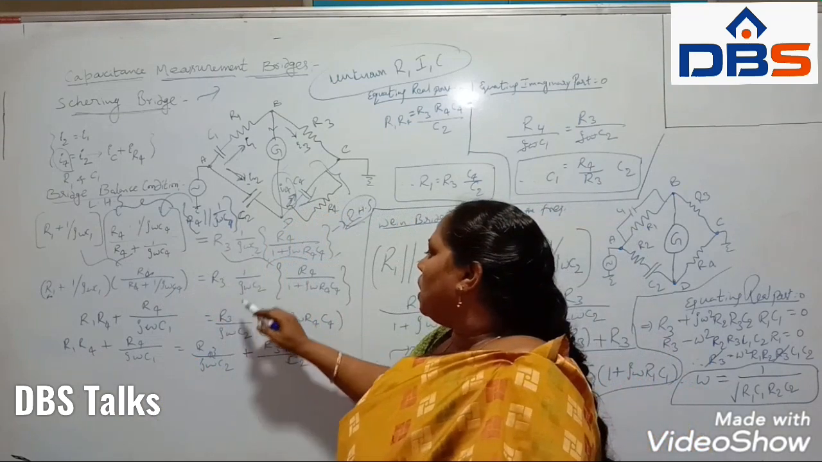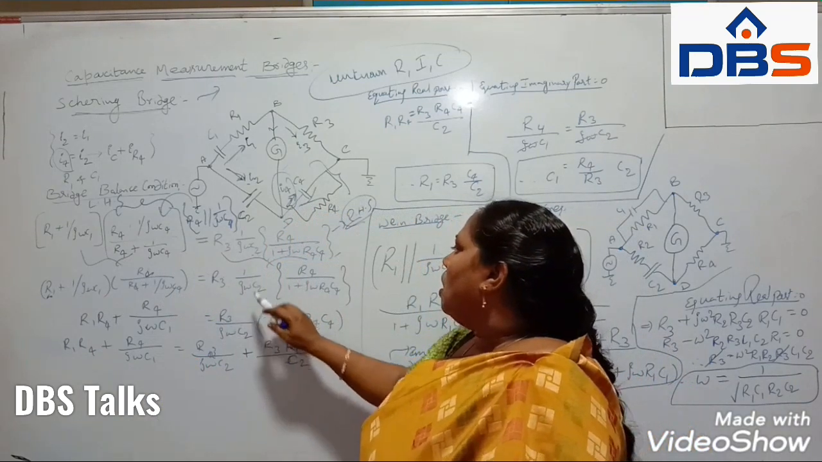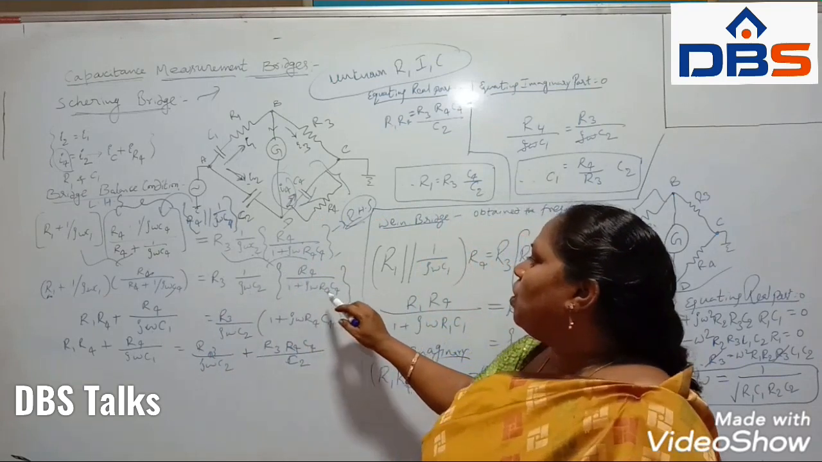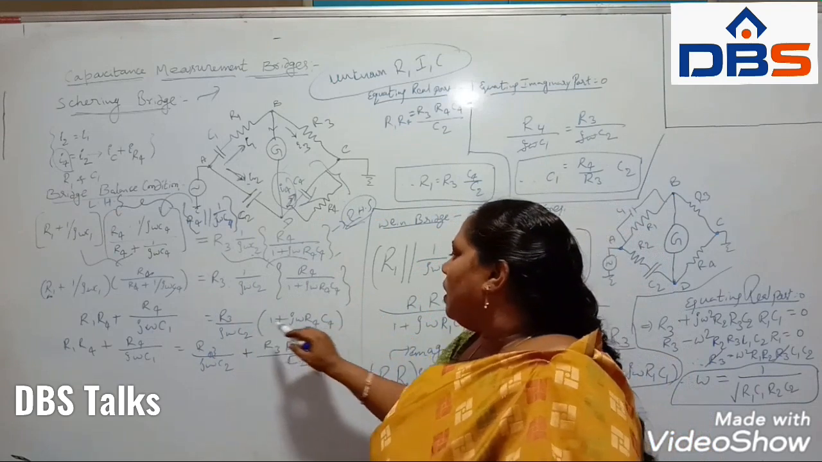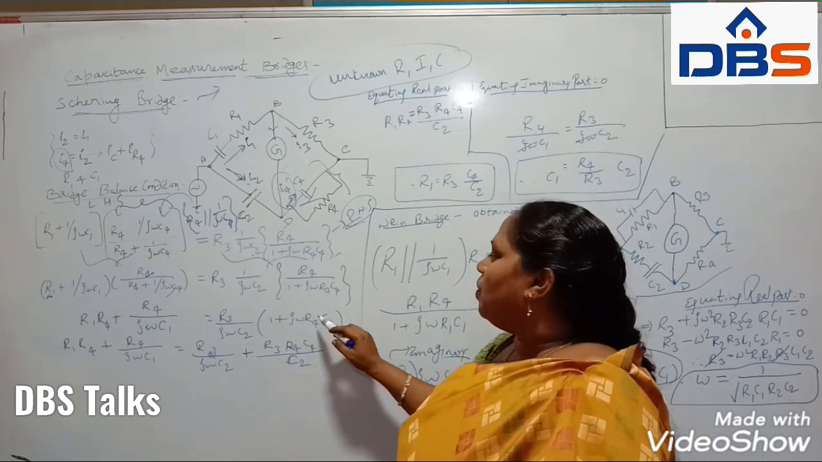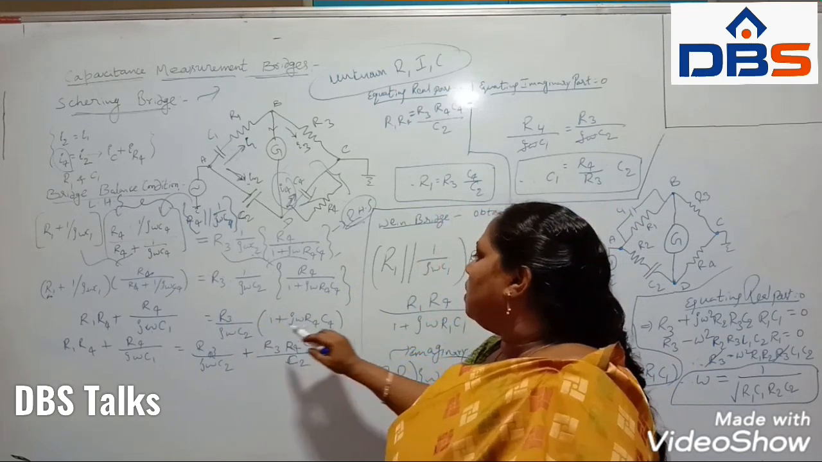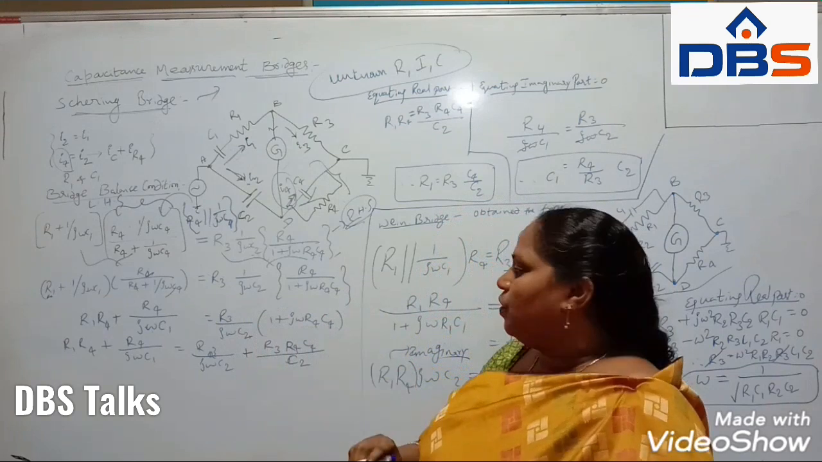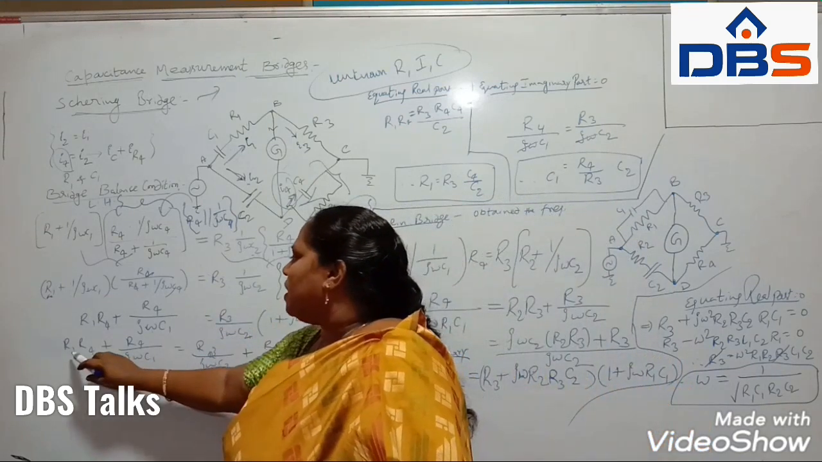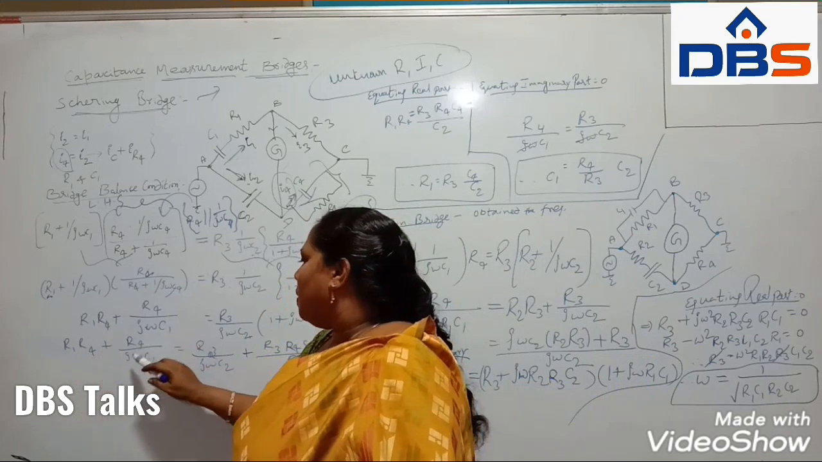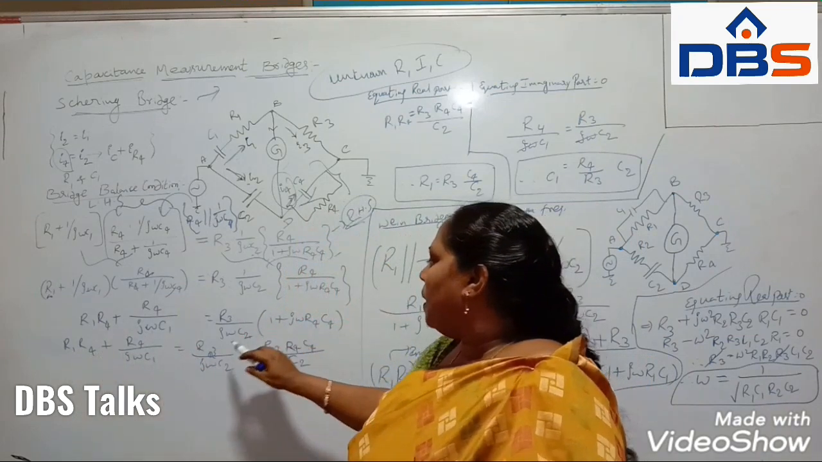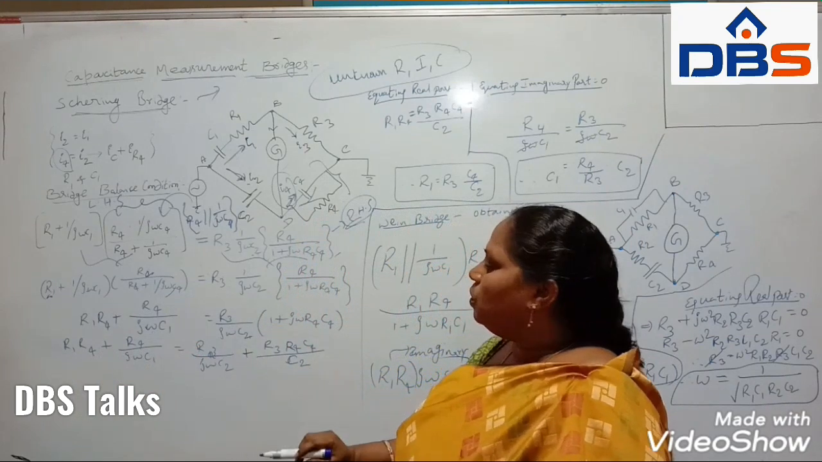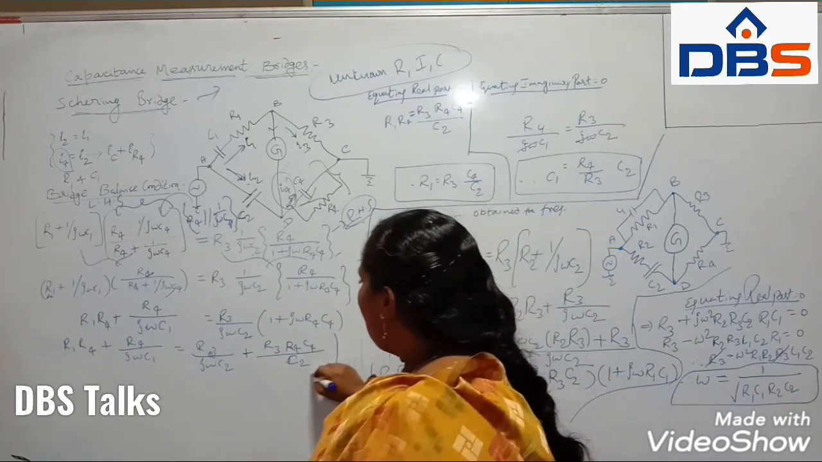So that is equal to R3 by j omega C2 into R4 by 1 plus j omega R4 C4, where R4 cancels. Finally I will take j omega R4 C4 common with the term R3. Then the final term is R3 by j omega C2 into 1 plus j omega R4 C4. After simplifying this: R1 R4 plus R4 by j omega C1 equals R3 by j omega C2 plus R3 R4 C4 by C2. So this is the final equation.